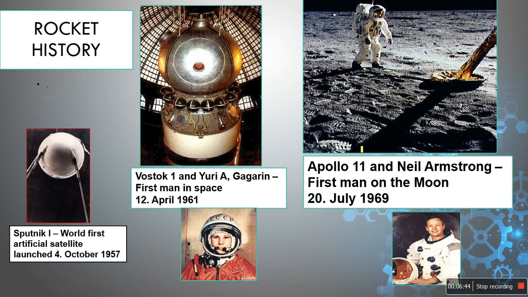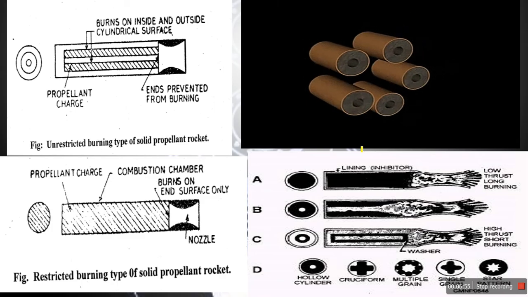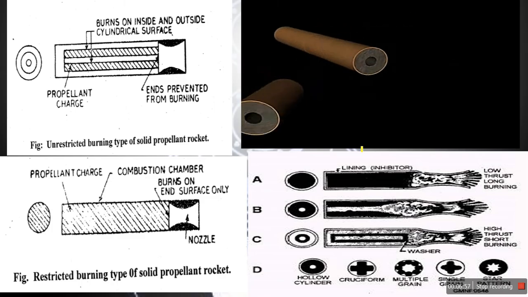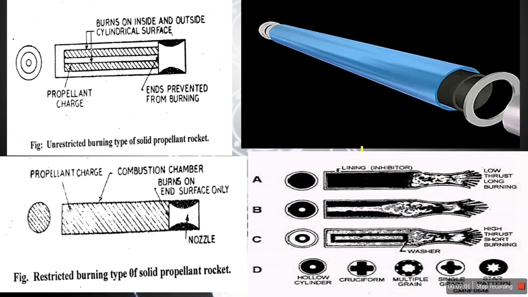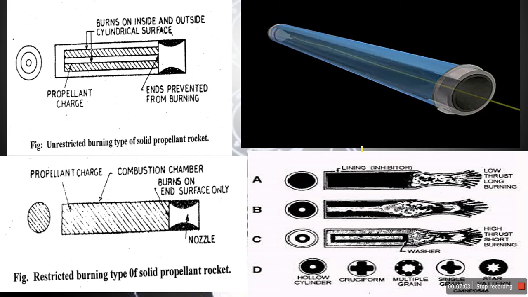Before going to the covering part, we must know the development and the history, so I purposefully prepared this slide. Now we start with the rocket engine. It is classified into two groups, the solid propellant and the liquid propellant. First we start with the solid propellant.